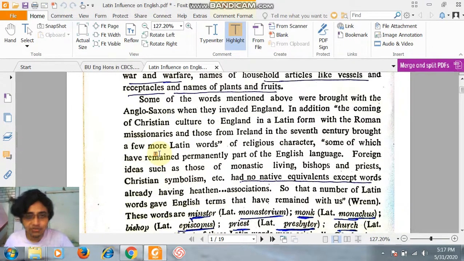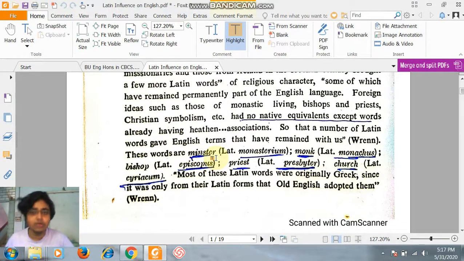So when Anglo-Saxons invaded Great Britain or England, they also came with various Latin words. Tara onek gulo Latin word anlo. For a Latin word, English vocabulary te prochur eshe. According to some of the statisticians or the sociolinguists, almost 15% of the English vocabulary consists of Latin influences. Pray ingreji bhashar 15% bibhinno shobdo Latin shobdo dara probhabito.